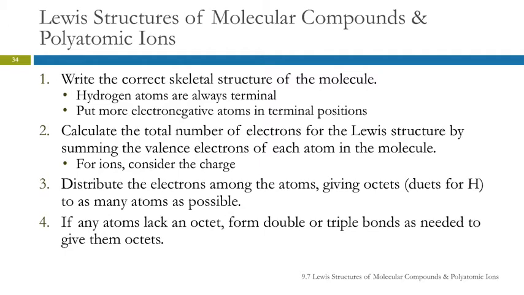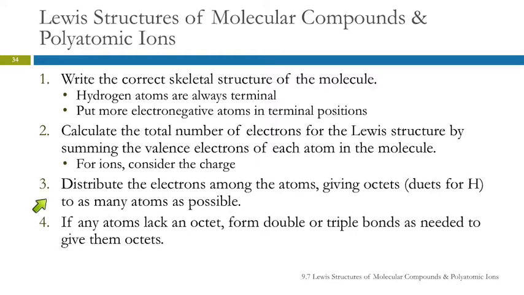So get a skeletal structure together and then figure out how many valence electrons total for the molecule. So look at the different atoms and how many valence electrons they have and just add them all together. Those are the number of electrons that you can show in your structure. If you have an ion, say a -1 ion, it's a -1 ion because it has an extra electron, so you add an electron. If you have an ion that has a +2 charge, +2 means you lost 2 electrons, so subtract 2.